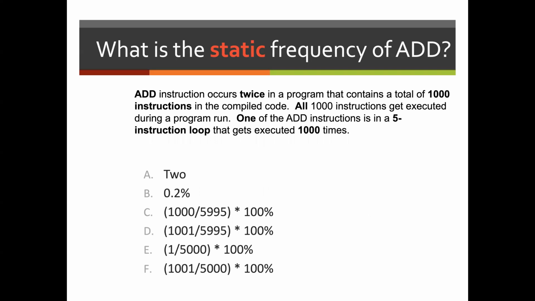And so let's consider a problem where we need to determine the static frequency. Let's say we have an add instruction that occurs twice in a program that contains a total of 1,000 instructions in the compile code. All 1,000 instructions get executed during a program run. One of the add instructions is in a 5-instruction loop that gets executed 1,000 times. And so what is the frequency of the add instruction in consideration?